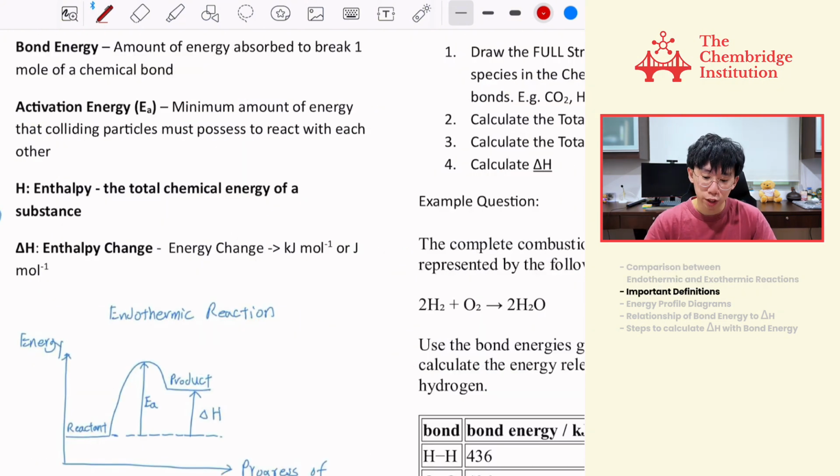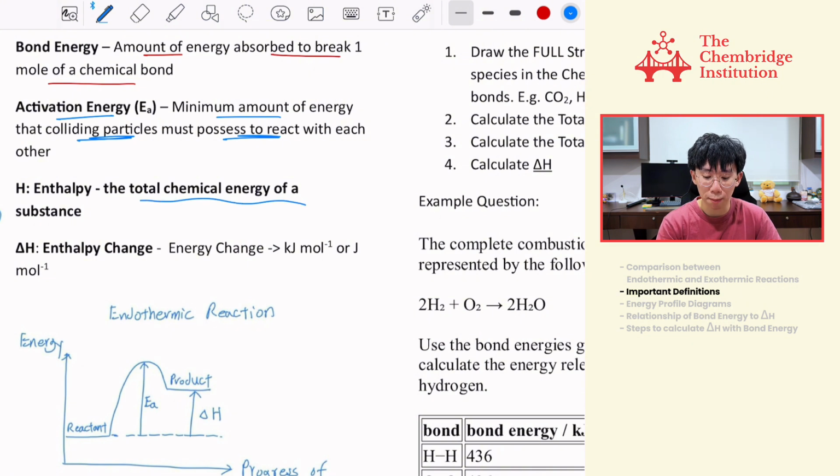In this topic, you also have to know several definitions. Bond energy is the amount of energy absorbed to break 1 mole of a covalent bond. We'll get to how bond energy is used to determine energy changes in a reaction. Activation energy is the minimum amount of energy that is needed for colliding particles in a reaction to have a reaction.